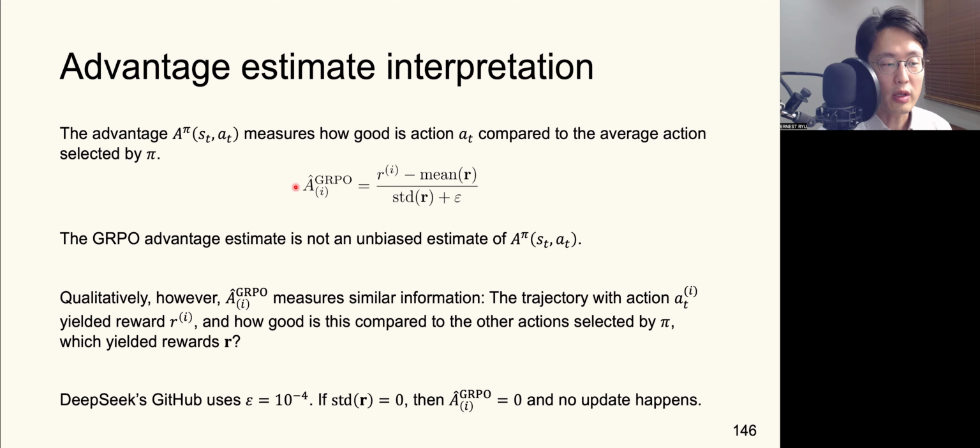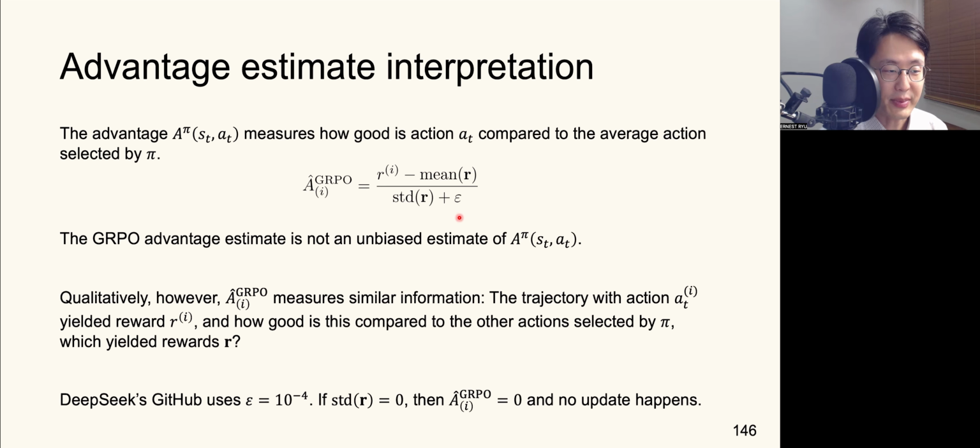Now, this so-called advantage estimate, and I'm cautious when I'm using the word advantage estimate because this A hat is referred to as advantage estimates within many of the recent papers, but it is not an unbiased estimate of the actual advantage function. So I'm a bit uncomfortable referring to this as an advantage estimate. In any case, this A hat does measure, at least conceptually, similar information compared to the true advantage function. So here's what the A hat measures. You have a trajectory that takes a sequence of actions. It yields a certain reward. So how good is this reward compared to the other actions selected by policy pi, which yield these other rewards?